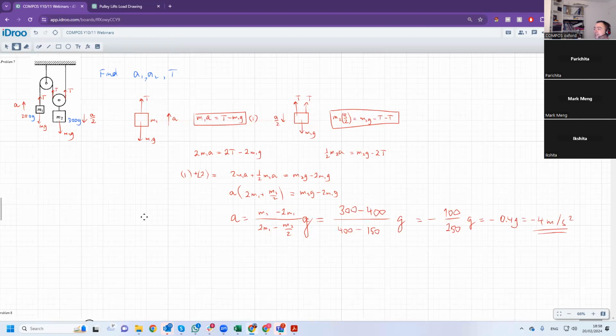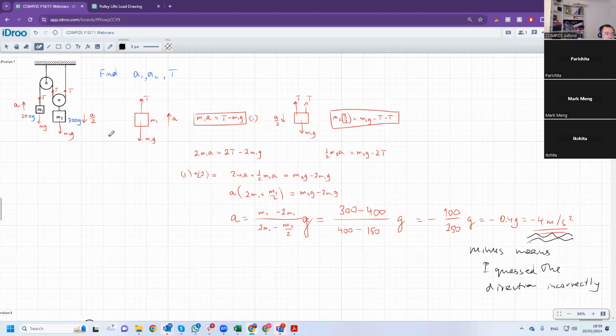So I've got a negative answer, but that's not a big deal. That means my initial guess was incorrect. I guessed the direction incorrectly. So the minus means I guessed the direction incorrectly. So in fact, M1 is moving down, not up.